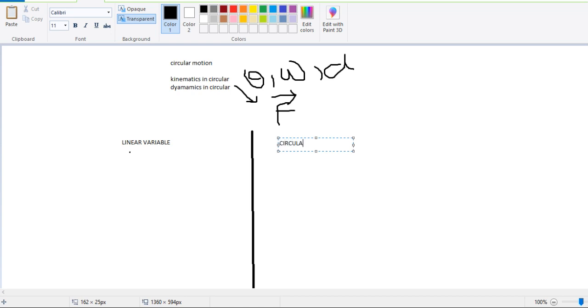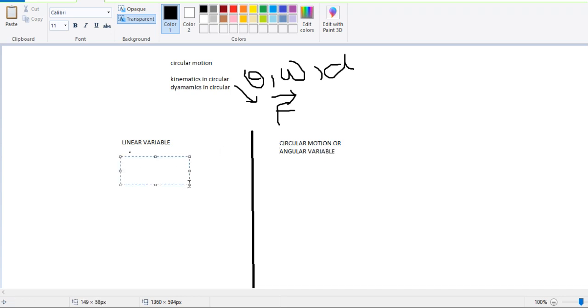Linear variable, and then next is acceleration, linear variable, and then circular variable. In circular motion, the circular variables, or I could say angular variables, in the angular part. So, let's start with the linear variables.